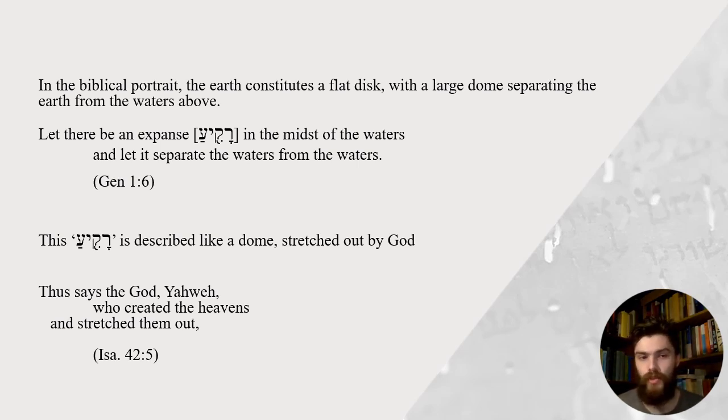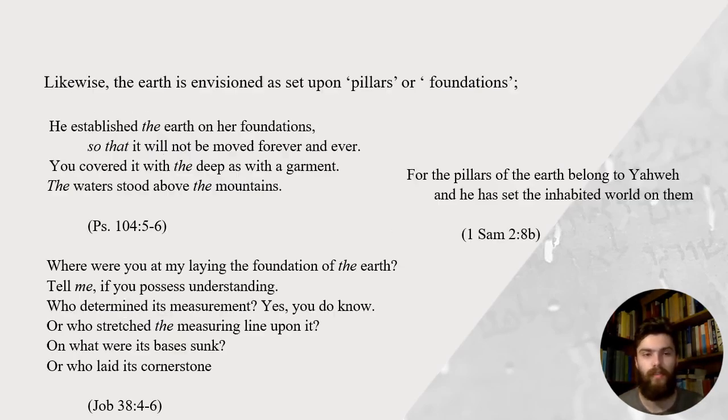So in Isaiah 42, it says that God created the heavens and stretched them out. The same sort of metalworking language is used there in stretching out the heavens. Likewise, the earth is set upon pillars or foundations. So you read that Yahweh establishes the earth on its foundation so that it will never be moved. He covers it with the deep as with a garment, and the waters stood above the mountains.